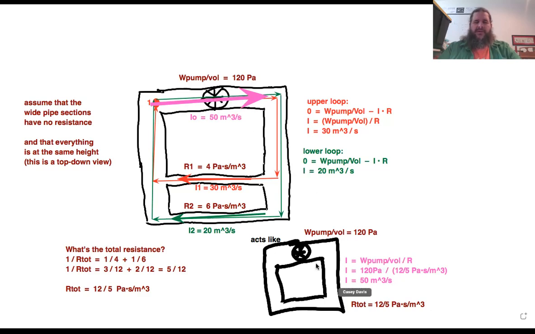So either of these methods, either analyzing each loop separately and then adding the currents to get the current through the pump, or combining the resistors in parallel and treating it as a simplified circuit, also gets you the same current through the pump. Any questions on that so far?